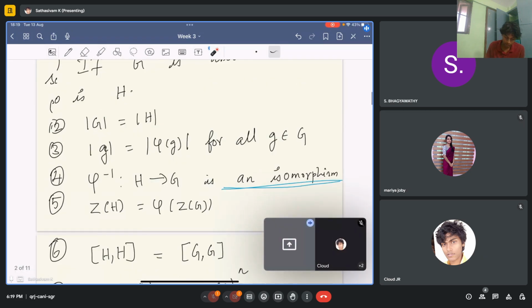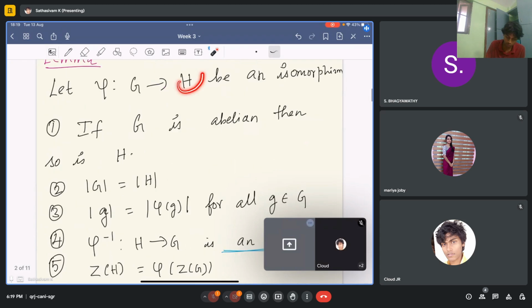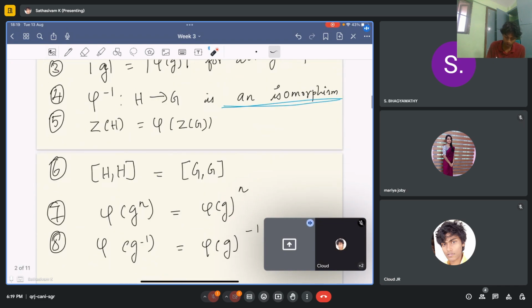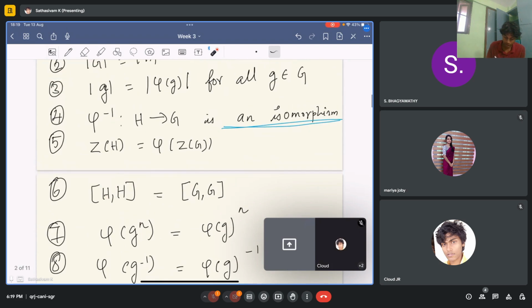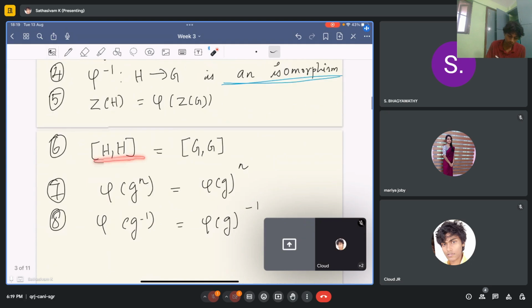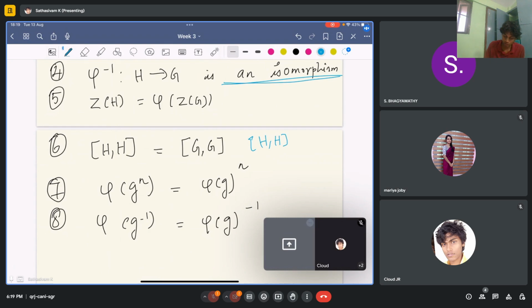And if you look at the center of this group, you take the center of G and look at its image, and that will be the center of H. And if you want to look at the commutator of this, I think I might have defined the commutator, so the commutator of H. Anyway, in this particular course, we will not do much about commutators, but it's one of the very important objects, so I just want to remark it.